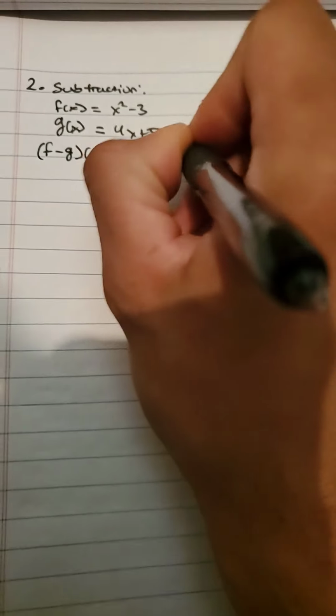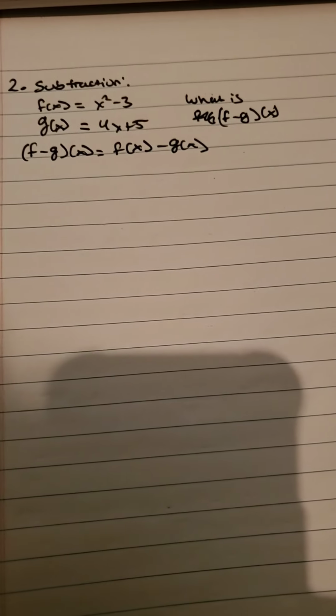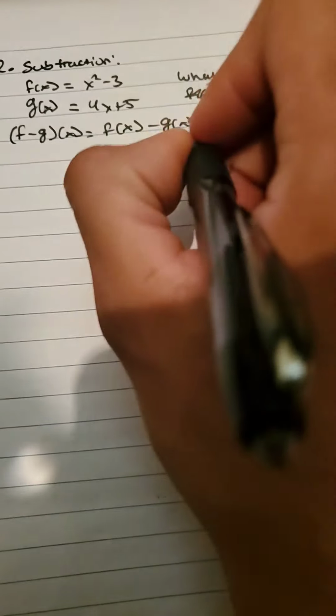Pretty much what we're going to do here is, by definition, f minus g of x is equal to f of x minus g of x. The order of this really does matter now because g of x minus f of x is not the same as f of x minus g of x, of course.